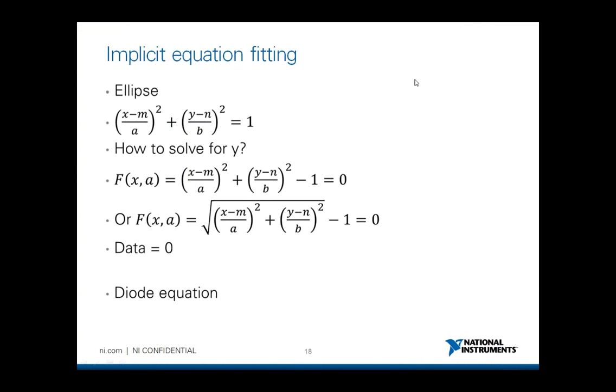This is another sort of fitting problem that comes up fairly commonly. I think I've seen at least 3 postings for the diode equation. In an implicit type of equation, you can't really solve for y. You can't get y equals something, some function of x and a. So how do you solve that problem? The answer is that you don't try and solve for y.